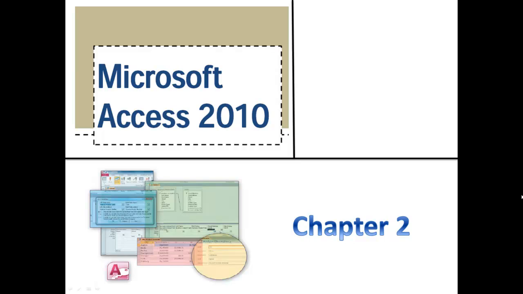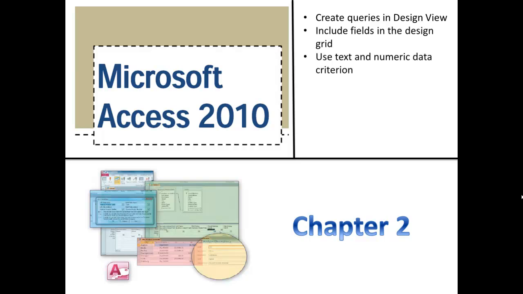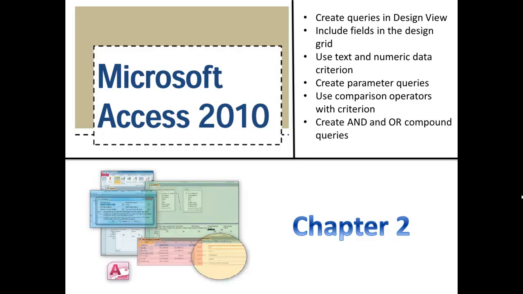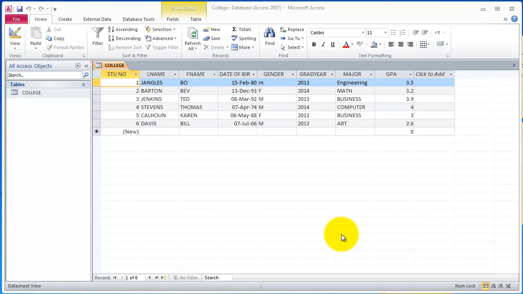Access Chapter 2. In this video, I will show you how to create queries in Design View, include fields in the design grid, use text and numeric data criterion, create parameter queries, use comparison operators with criterion, and create and/or compound queries.